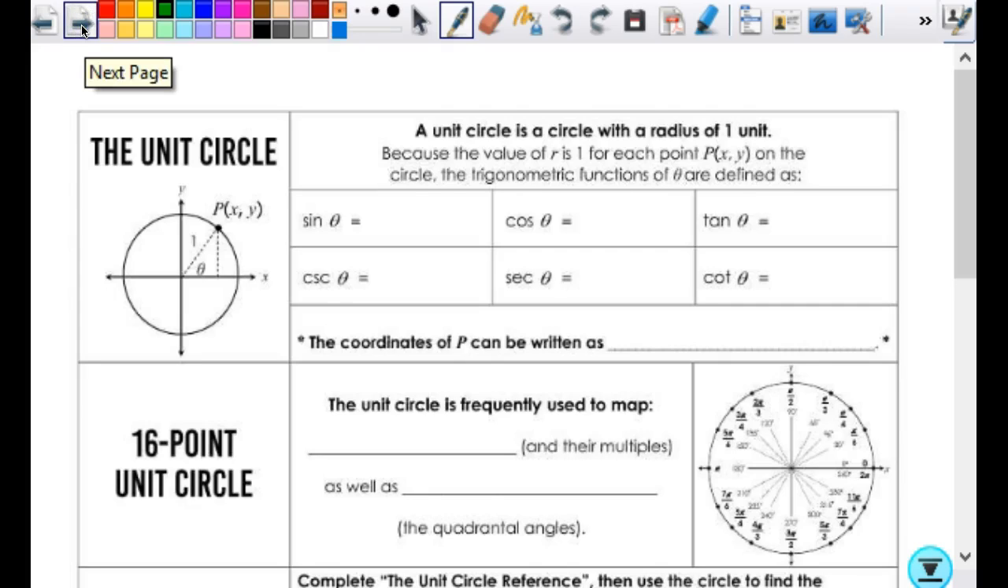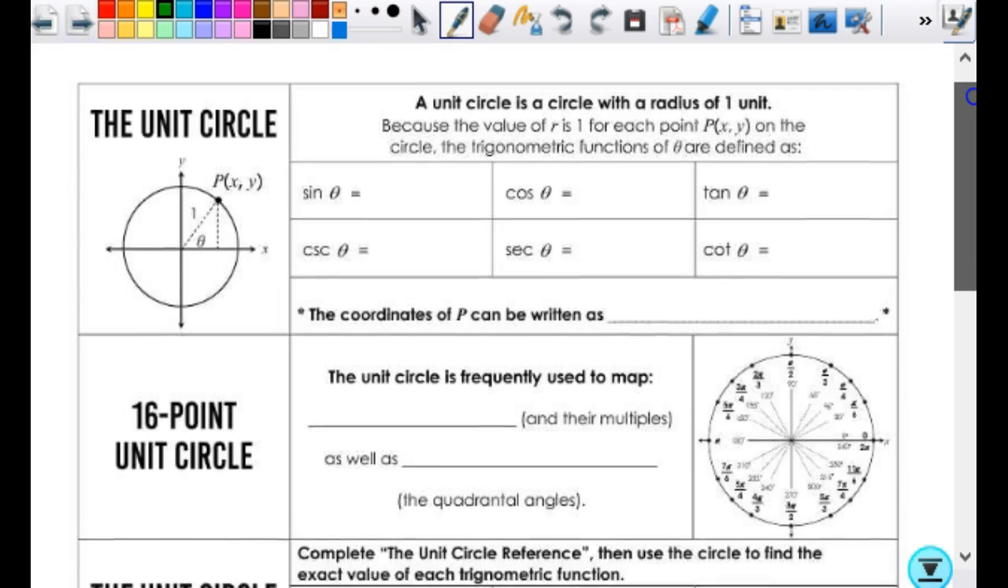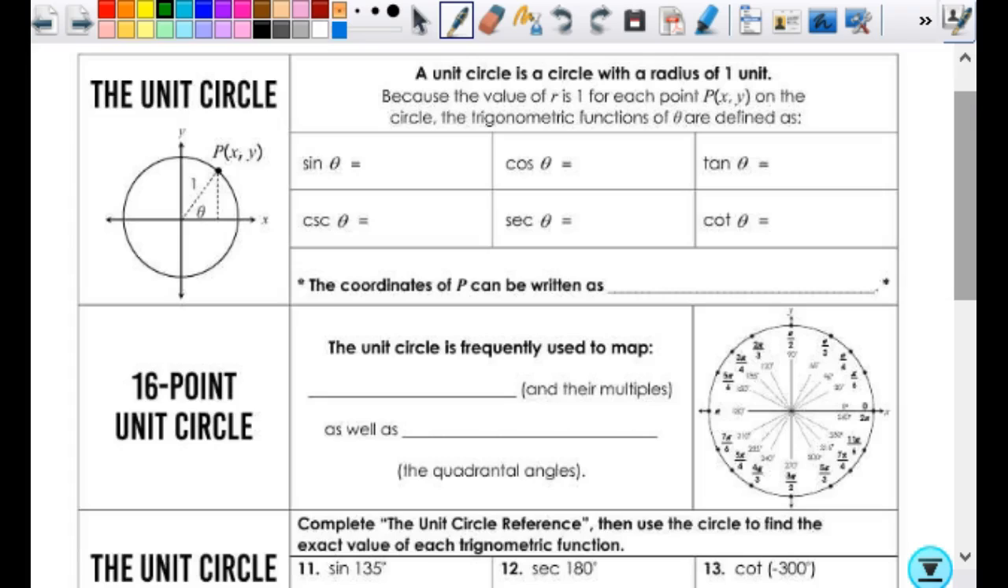Because we didn't do any of this in the back yet, right? Okay. So, and this is a repeat right here. This is a repeat from some notes we had before Christmas, and also when we filled in the rest of that hot pink sheet, which I think we did on Friday. So it says a unit circle is a circle with a radius of 1 unit. That's why it's called a unit circle, right? Because the value of r is 1 for each point on the circle, the trigonometric functions of theta are defined as blank.